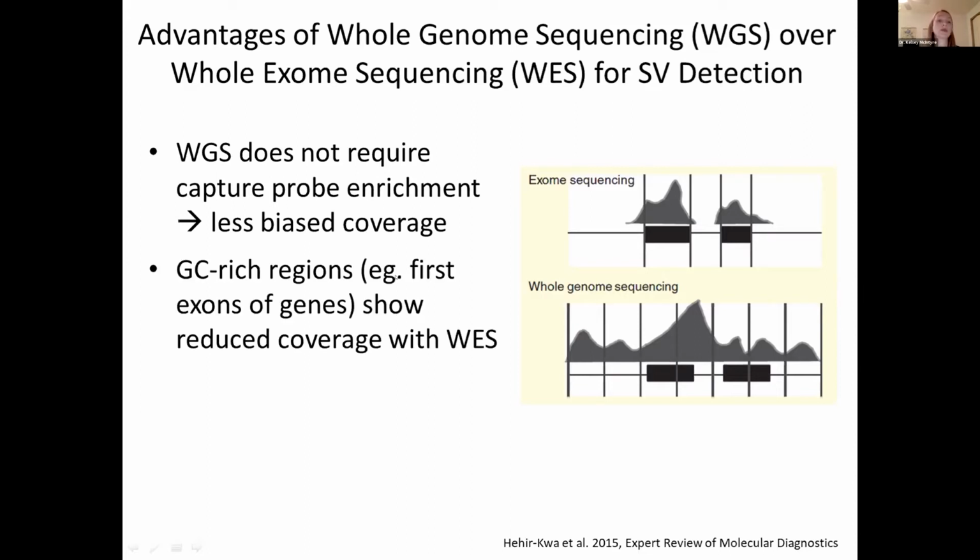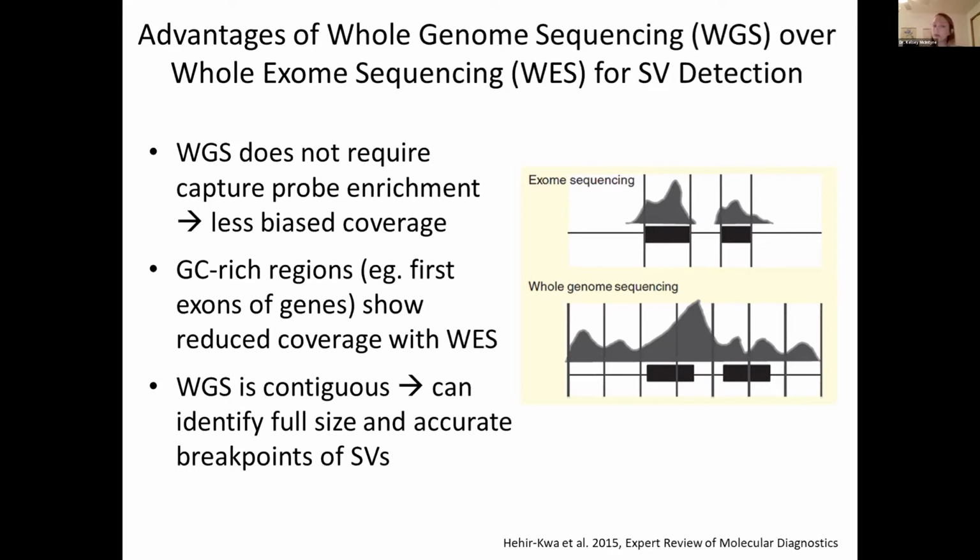Another problem with exome sequencing is that GC-rich regions are very difficult to capture, and GC-rich regions are pretty important because they are highly represented across the first exons of genes. So you'll often have a loss of coverage over those first exons. If you, for example, have a deletion that involves the first exon of a gene, you might actually miss that if you're trying to do your structural variant detection by whole exome sequencing.